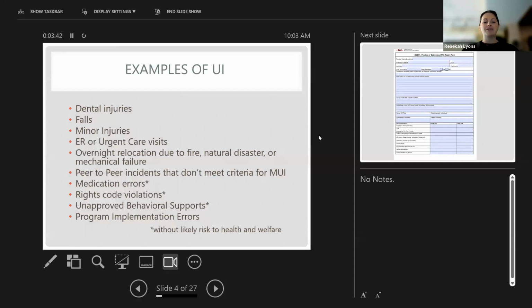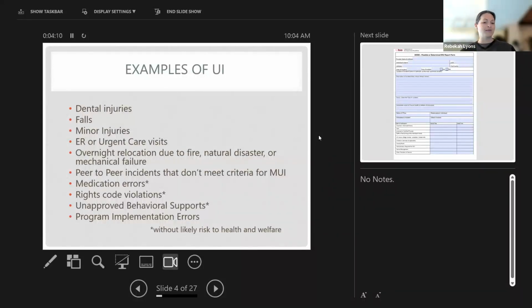Unapproved behavior supports, this one is a little tricky. It's a little gray for us on the MUI end because the nuance of that rule is that we file some that I don't think have likely risk to health and welfare, but it's part of our requirement to file. So my advisement for unapproved behavioral supports is to go ahead, write those up, send them in. We'll take a look, we'll cover your bases. You can put on your UI log and report that you reported those, and we'll call that a day.